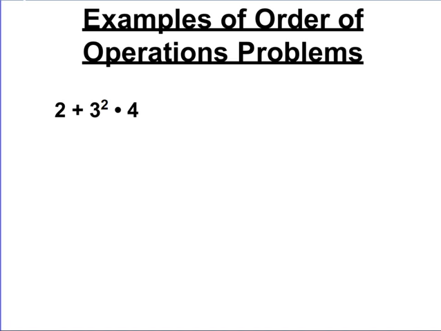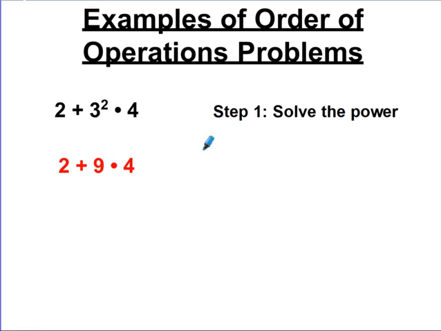Okay, example number 3. This one looks like a shorter problem, but it's got some new stuff in it. There are no grouping symbols yet, but there is an exponent. We just finished solving exponents in the last unit. So what you should know is that 3 to the second power is not 6, it is 3 times 3, which equals 9. So we solved the power and got 9. That was our first step.